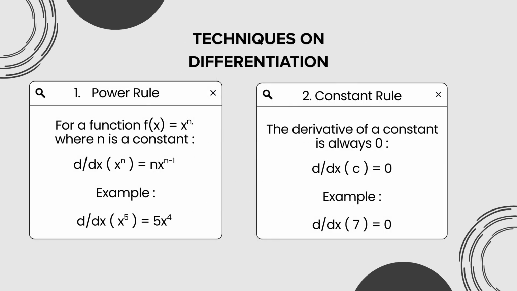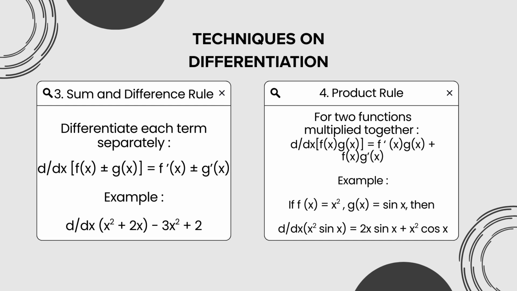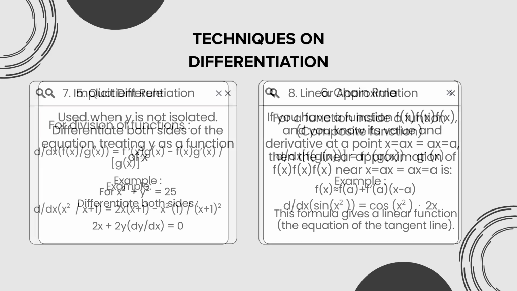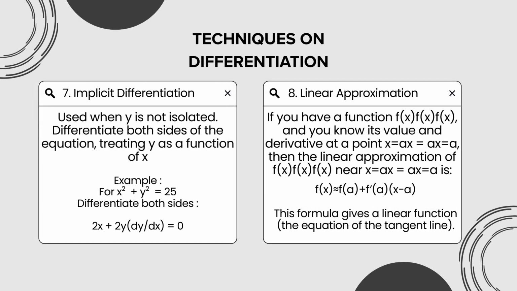Techniques of differentiation. The first one is the power rule, the second is the constant rule, the third is the sum and difference rule, the fourth is the product rule. Number 5 is the quotient rule, number 6 is the chain rule. Number 7 is implicit differentiation, number 8 is linear approximation.